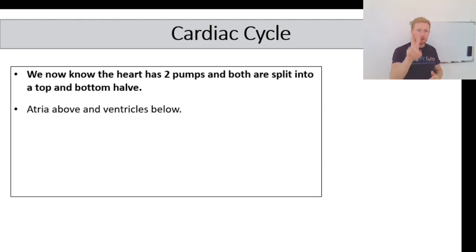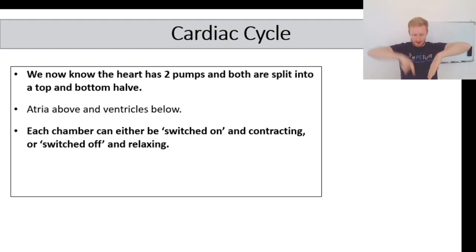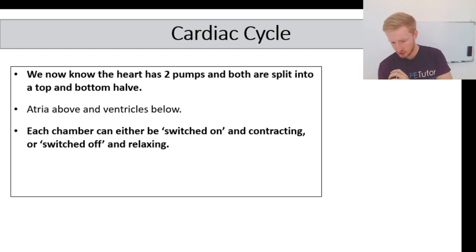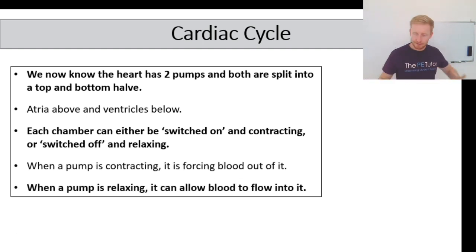So we now know the heart has two pumps and both are split into a top and bottom half. The atria above and the ventricle below. Atria, think the upwards arrow of the A, and ventricle, the downward arrow of the V. Now each chamber, I've already spoken about contraction, but the opposite of contraction is relaxation. So contraction, relaxation. Well, the atria and the ventricles, when they thud, when they contract, that's them working. But all the rest of the time, when they're not actively contracting and applying pressure to the blood, they must be in the opposite state. They must be in the switched off state. It must be relaxed. And we have a name for this.